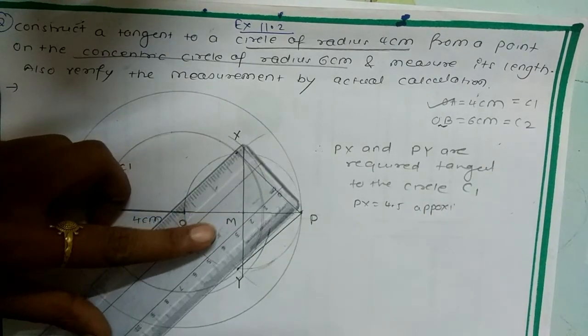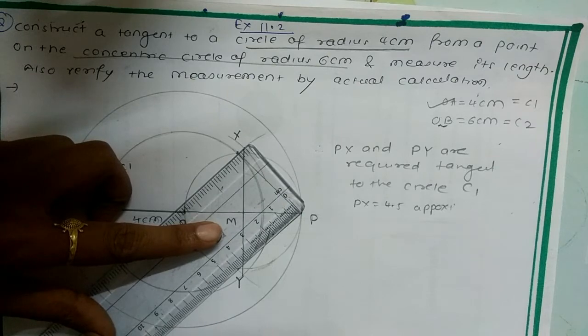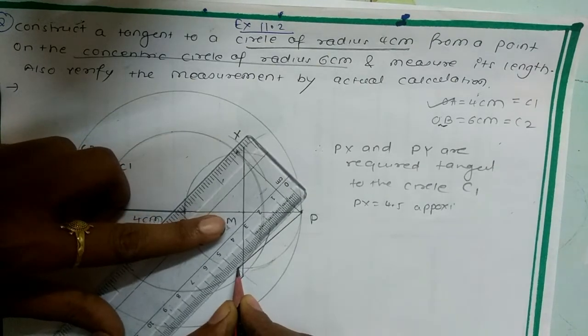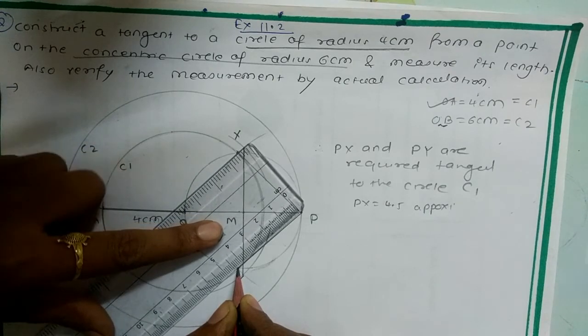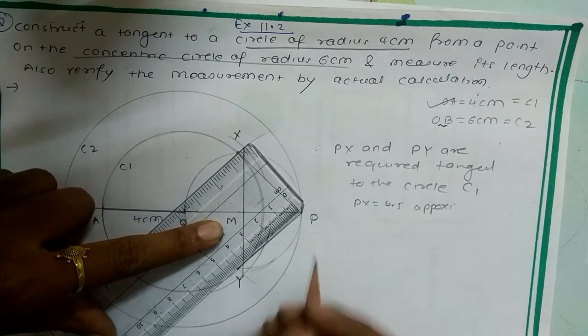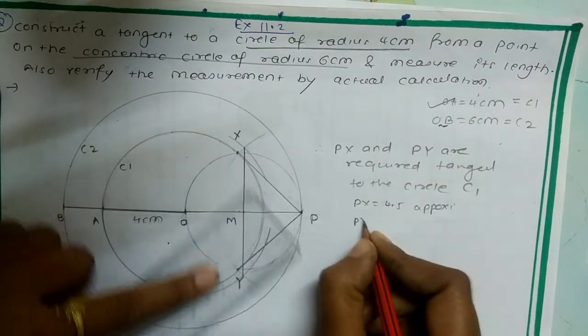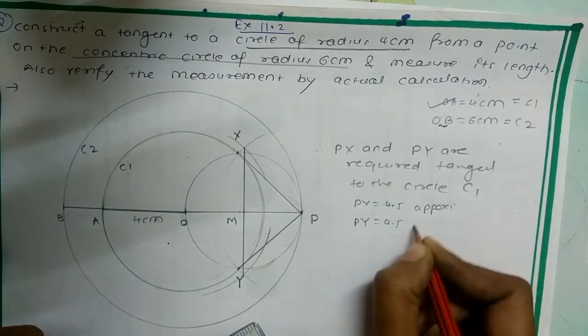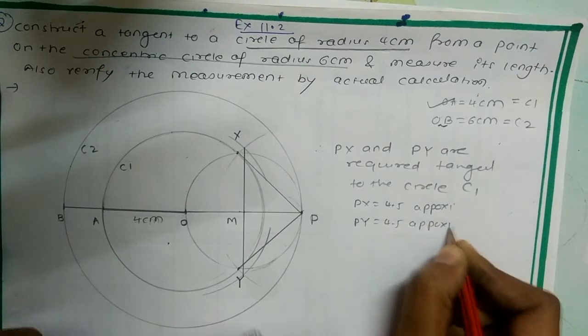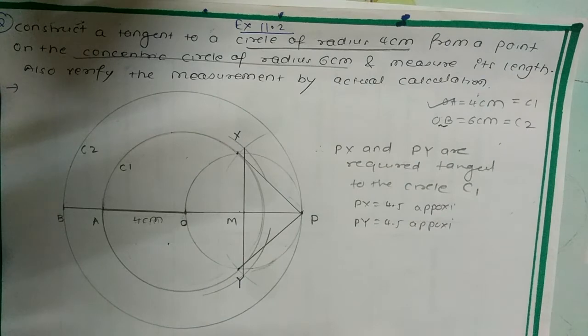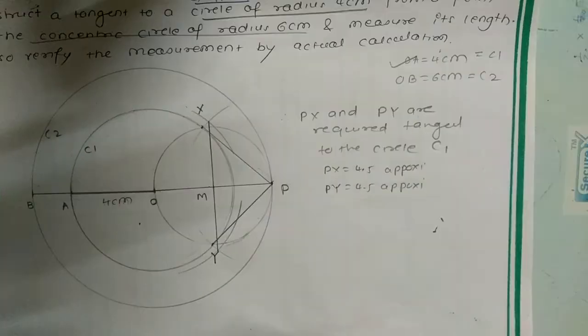And here PY, even PY if you measure you will get the same. Here it is Y, P and Y, so it will come between 4.5 and 4.4. So I'll take PY as 4.5. We can verify this by actual calculation, that is by justification. So we'll do the justification now.